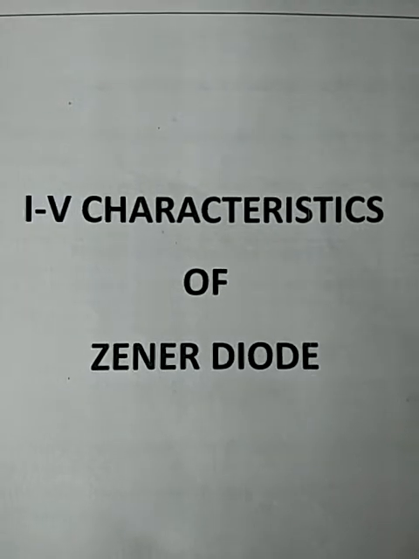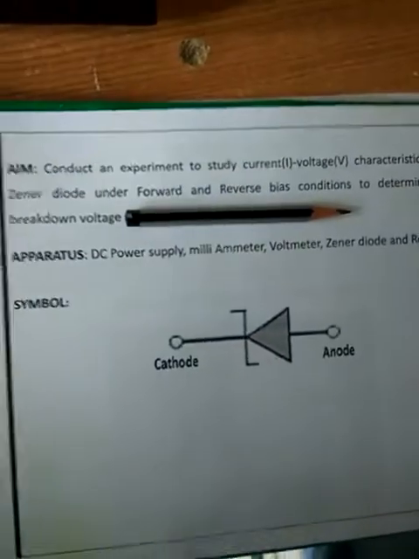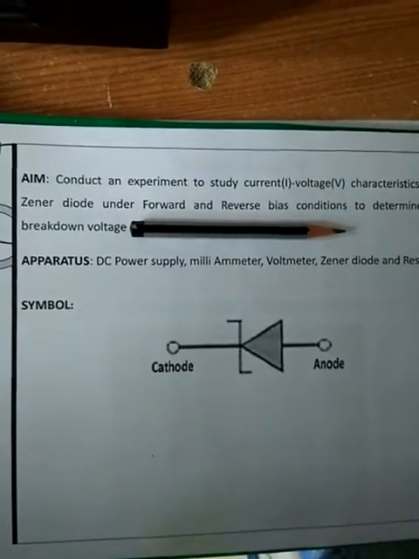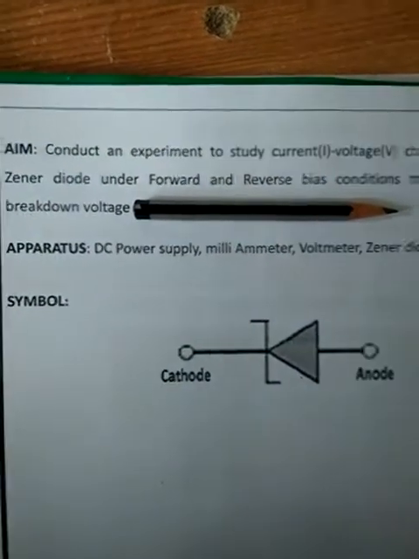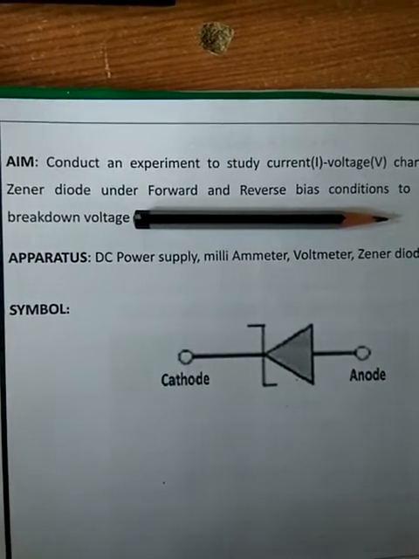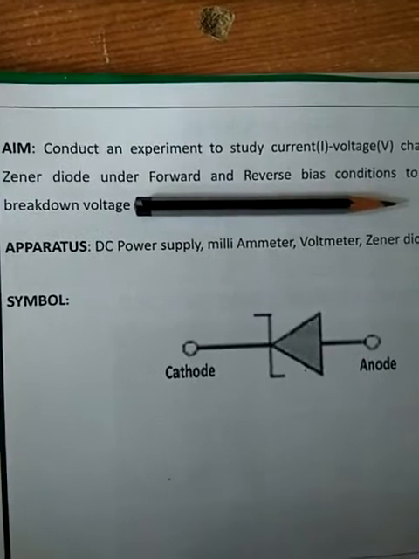IV characteristics of Zener diode. Aim: conduct an experiment to study the current voltage characteristics, that is IV characteristics of a Zener diode under forward and reverse bias conditions, and to determine the breakdown voltage.